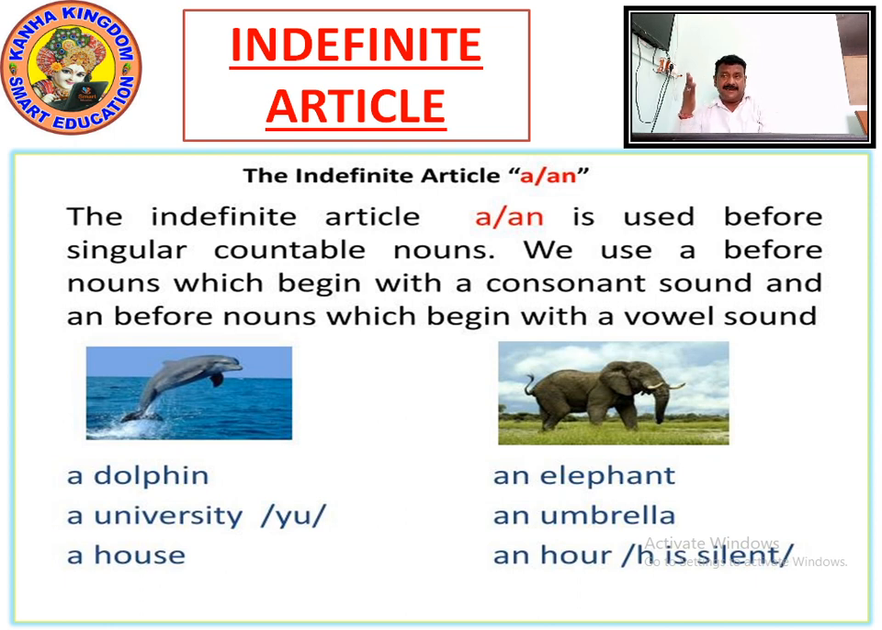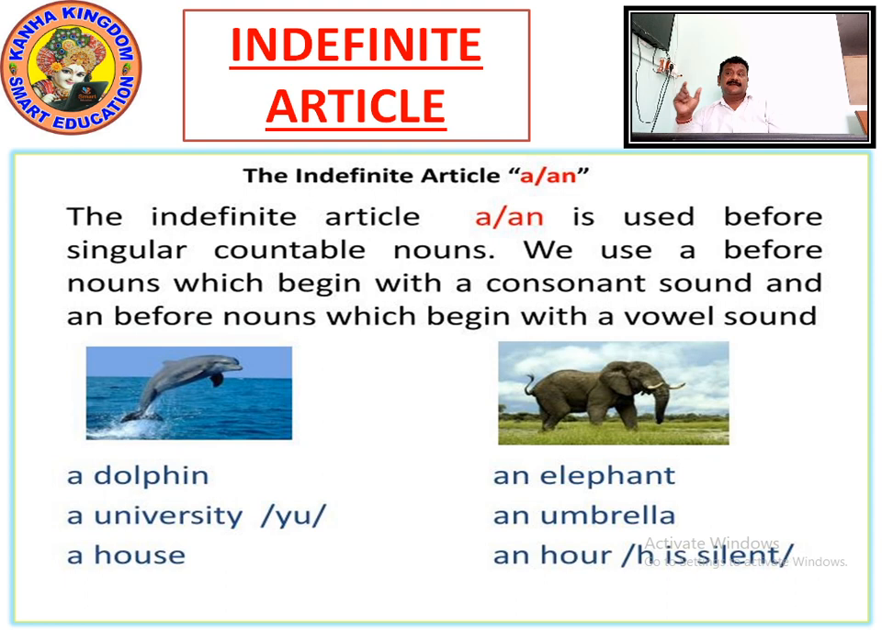Now let's see the examples of AN. An elephant: E starts, A, E, I, O, U, it's a vowel. An elephant, an umbrella, an hour. In hour, H, O, U, the H doesn't sound, H becomes silent, an hour. So the indefinite article is used before a singular countable noun. We use A before nouns which begin with a consonant sound and AN before nouns which begin with a vowel sound. A dolphin, a university, a house, an elephant, an umbrella, an hour.